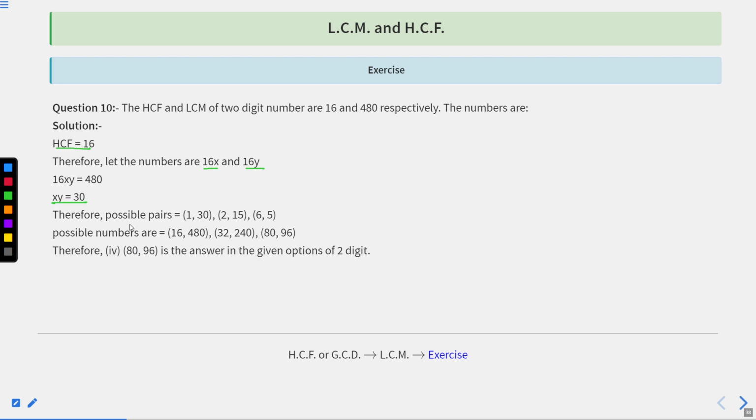Now check what are the possible pairs which yield 30 as product. So it is 1 and 30, 2 and 15, 6 and 5. So possible numbers are 16, 480, 32, 240 and 80 and 96. Therefore, 80 and 96 is the answer in the given options of two digits. We can choose only two-digit numbers, and the other two pairs have three-digit numbers inside them, so both of them are discarded. So the correct option here is fourth.